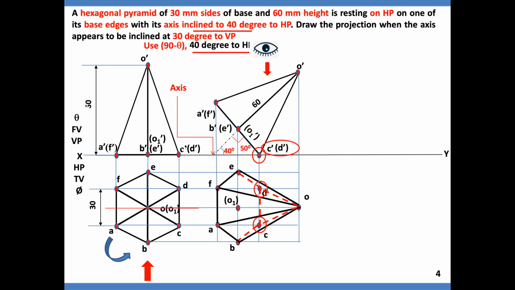In order to check your fourth view is completed, count the total number of edges excluding axis. So I will count. Base edges are 6, slant edges are 6. 6 plus 6, 12. So count here. Already I have got 6 edges. 1, 2, 3, 4, 5, 6. So 6 plus 6, 12. All 12 edges are taken care. Hence, my fourth view is correct.